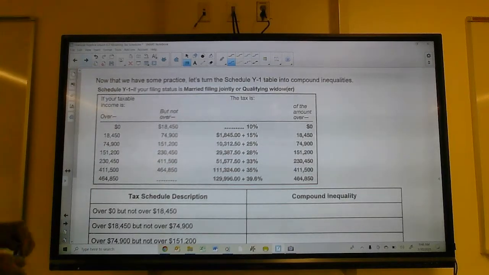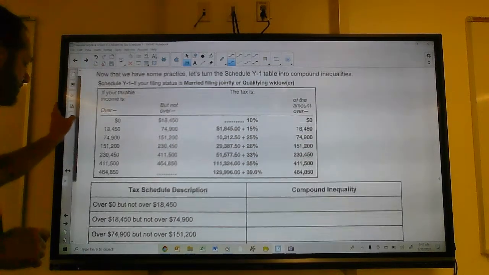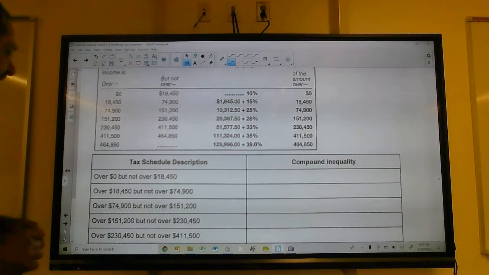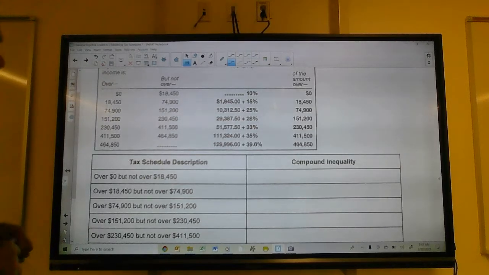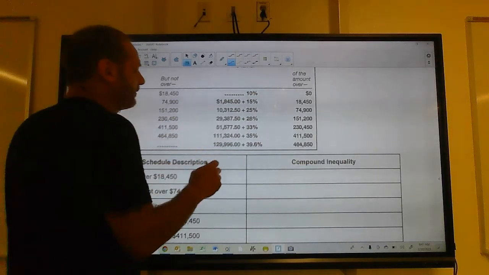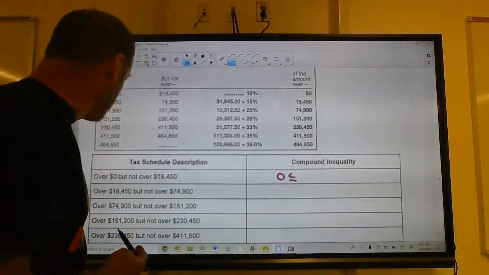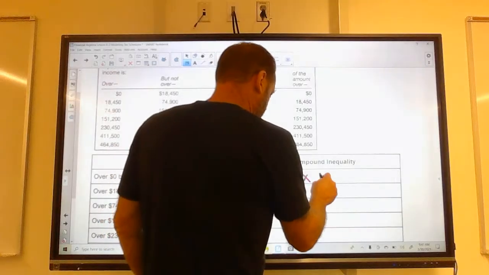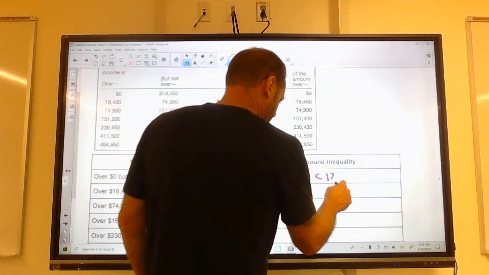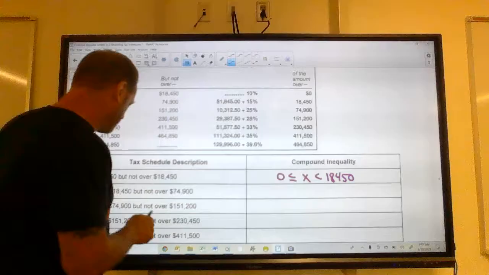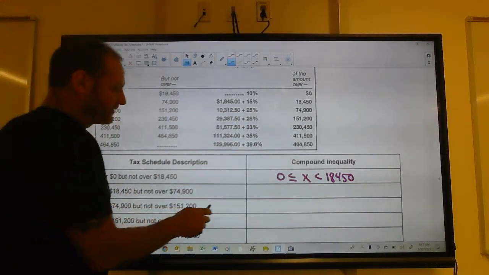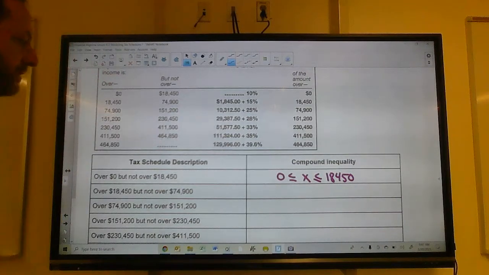Okay, now that we have some practice, let's turn to the Schedule Y1 table and turn it into compound inequalities. The tax schedule description says you make over $0, but not over $18,450. So, write that as a compound inequality. We're going to write 0 ≤ x, because you could make $0. X is less than... well, let's check the wording here. It says, but not over. Okay, so this could be equal to. So there's my first one.